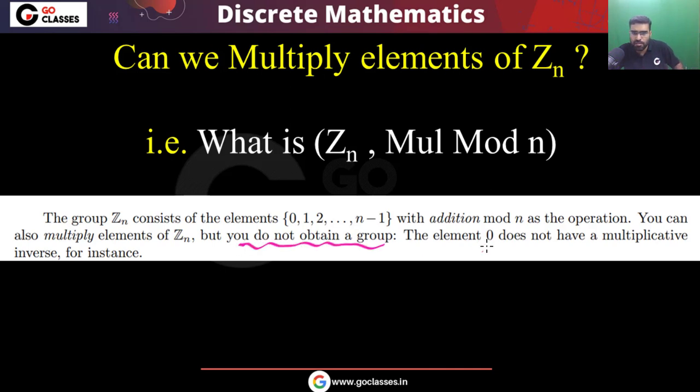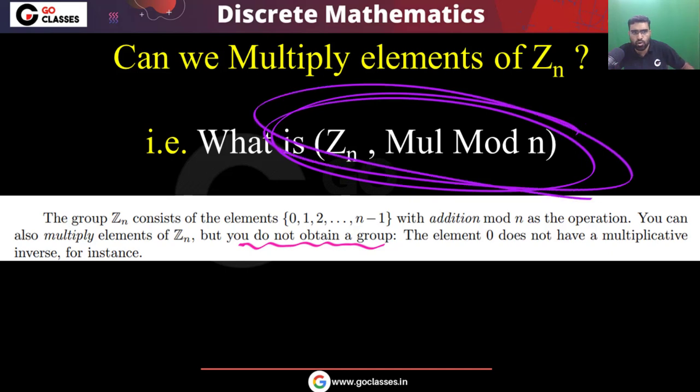The reason is simple, because the inverse property is not there. For example, this element 0 does not have a multiplicative inverse. So you can simply see that this structure is not a group.